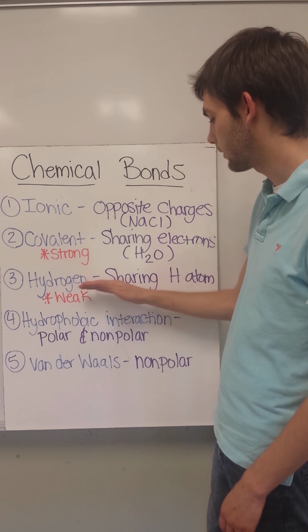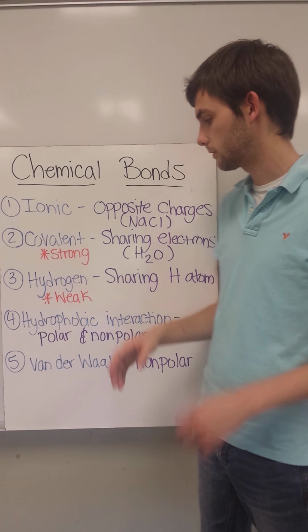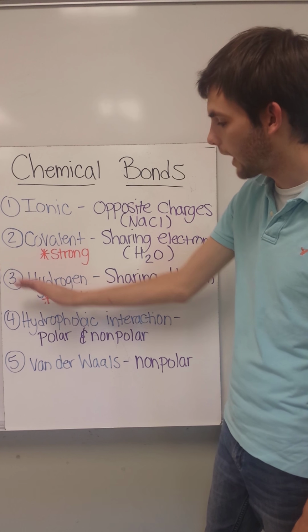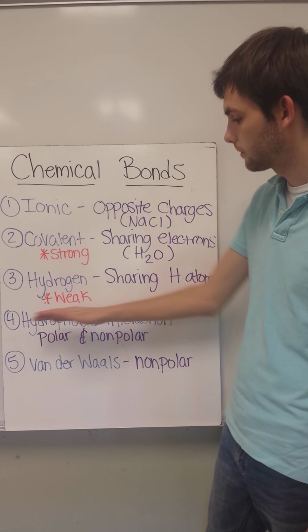The third type of bond is hydrogen bonding, which are really weak bonds, which is really important in DNA, which we'll talk about later. And this is when a hydrogen atom is shared between two molecules. We can also see hydrogen bonding within or between water molecules.